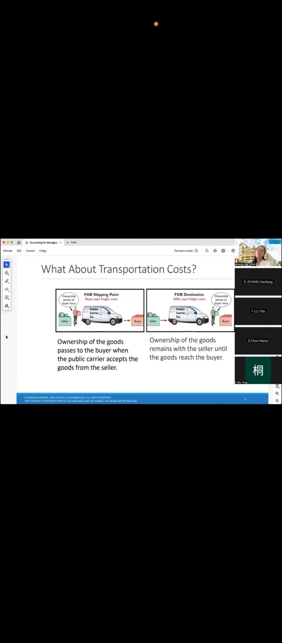And on the other hand, if it is FOB destination, the ownership only passes on to the buyer at the destination, meaning that the seller is actually in charge of paying for the shipping cost, bringing the goods from the warehouse to the buyer's storefront. Okay, so FOB shipping point once again tells you that the buyer pays for the shipping cost, whereas for FOB destination, the seller is going to pay for the shipping cost. Okay, so just recall these two terms, and so you would know if you're the buyer or the seller, should you be recording the shipping cost based on the shipping terms.